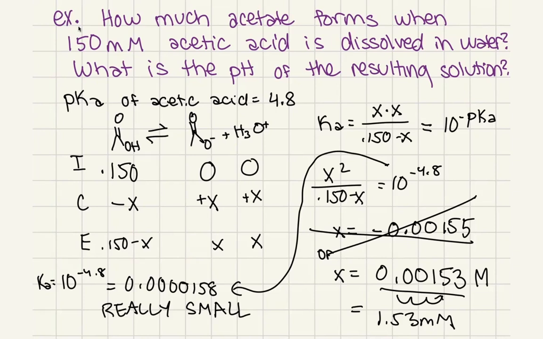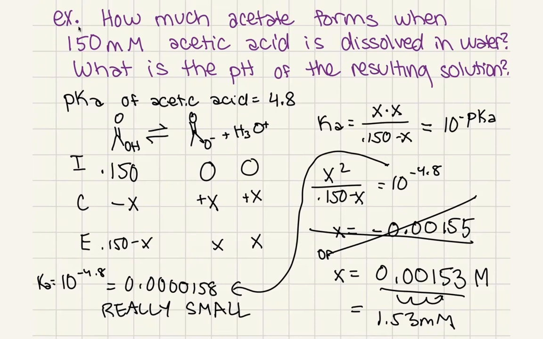And so if we compare our concentration of our acetate, 1.53 millimolar, to our concentration of our acetic acid, 150 millimolar, now we can see that, yes, this is a lot smaller. This makes sense. We're about 100 times smaller, 100 times less of our base. So this is all making sense. But we're not done with the problem.